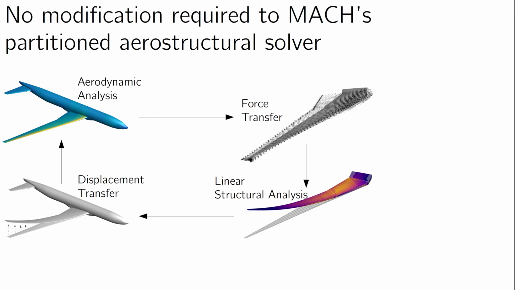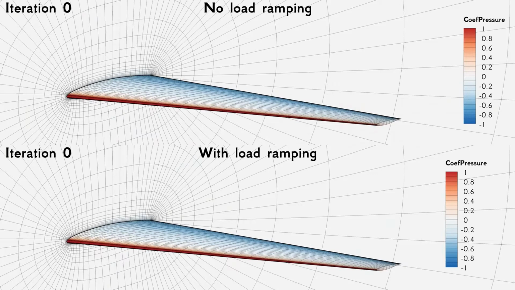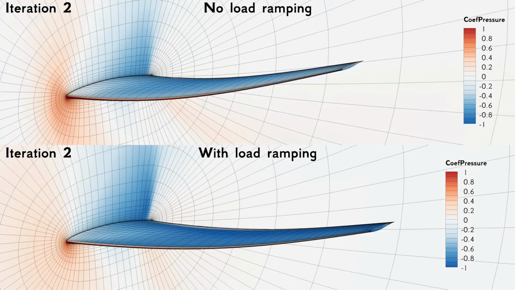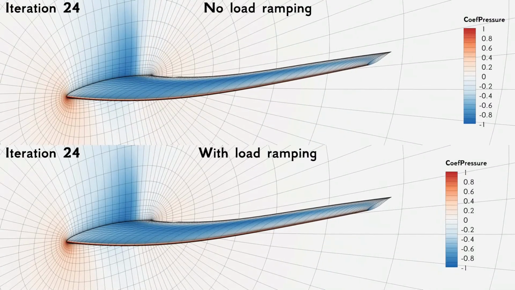Because of the way we implemented our structural solver, no modifications were strictly necessary in order to perform nonlinear aerostructural analysis. We simply provide a nonlinear finite element model to the aerostructural solver and everything works as before. However, we were able to improve the performance of our solver by implementing the load ramping method proposed by Sanchez et al. Notice in this example how the wing on the bottom with load ramping is significantly more stable in the early iterations of the solver. In testing, we found that this additional stability could improve the solution time by up to 40%.